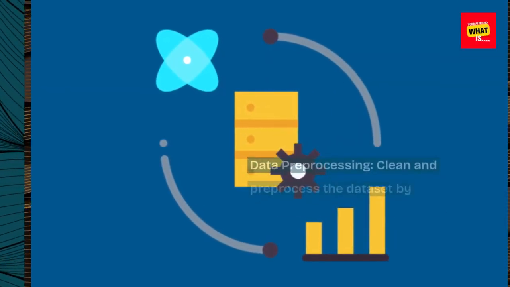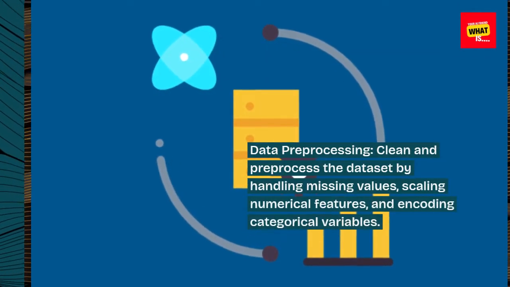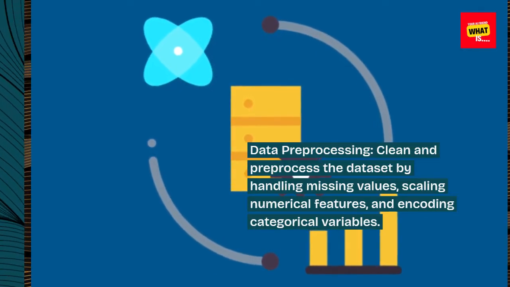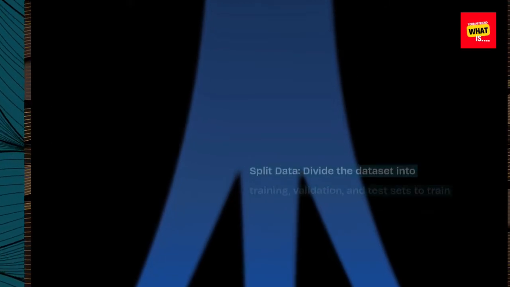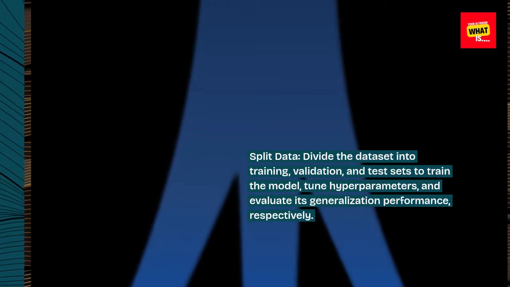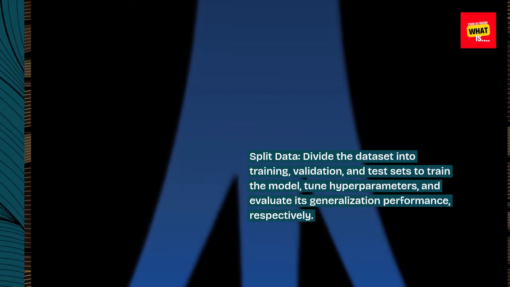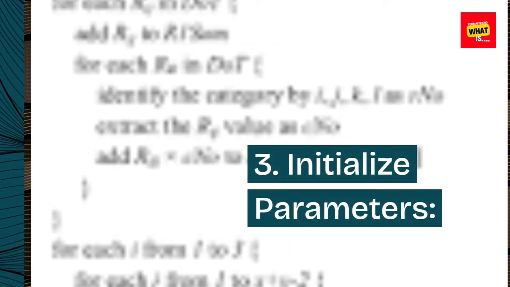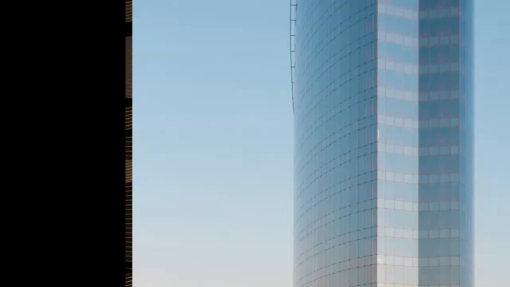2. Prepare the data. Data preprocessing. Clean and preprocess the dataset by handling missing values, scaling numerical features, and encoding categorical variables. Split data. Divide the dataset into training, validation, and test sets to train the model, tune hyperparameters, and evaluate its generalization performance, respectively.